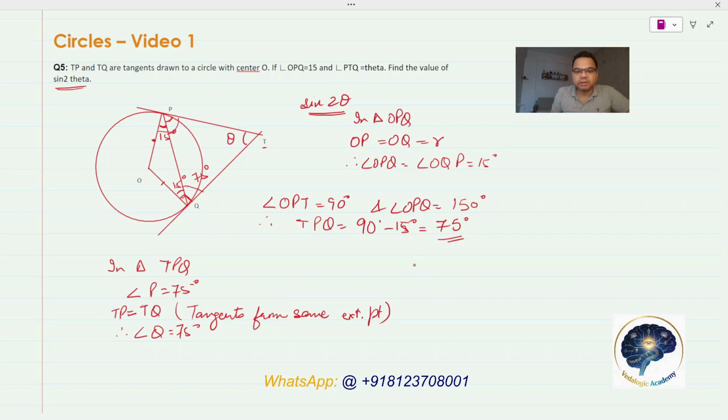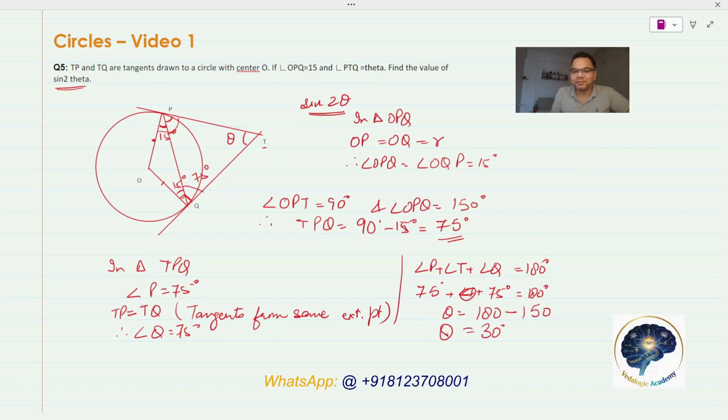So now what we are going to do is add all these three angles of this triangle. So angle P plus angle T plus angle Q equals 180, right? This is all clear. The sum of all the angles of a triangle is 180. So this is 75 plus T, which we don't know, which is theta actually. I'll write theta here. And angle Q is again 75. So the sum is 180. Therefore theta becomes 180 minus 75 plus 75, which is 150. So theta becomes 30 degrees, right?